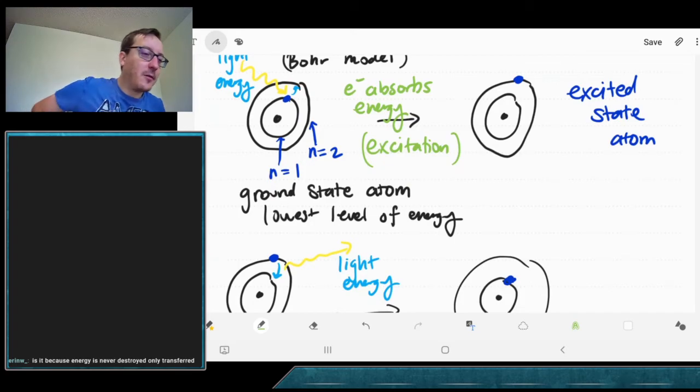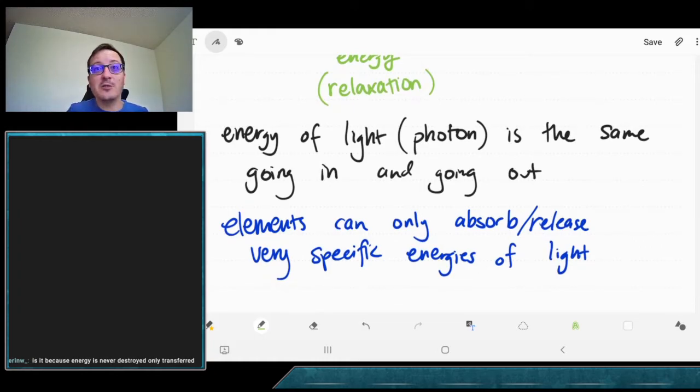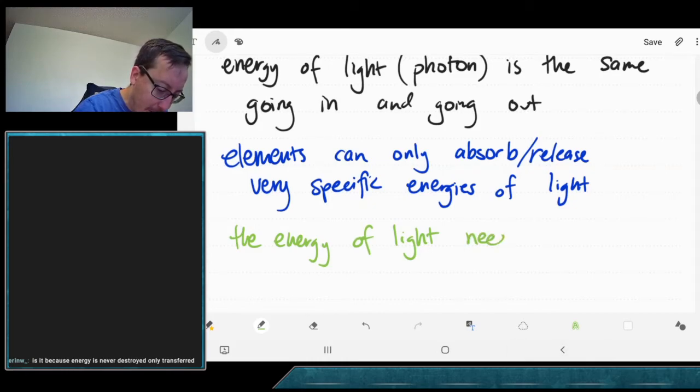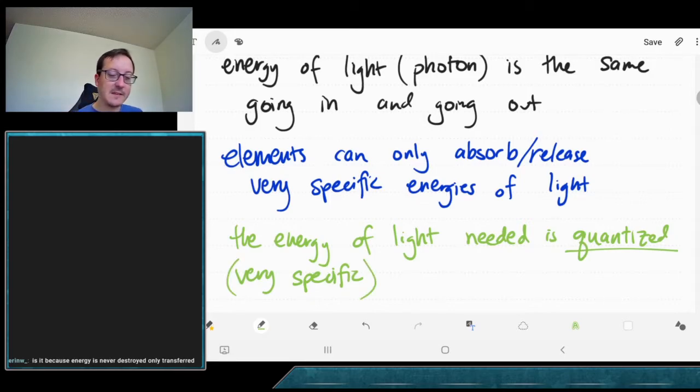But what's important here is because a very specific energy of light is needed to go between the lower energy and the higher energy circle in our atom model, the energy of light needed is what we call quantized. And again, that means that it's very specific. So quantized means it's got to have the same energy.